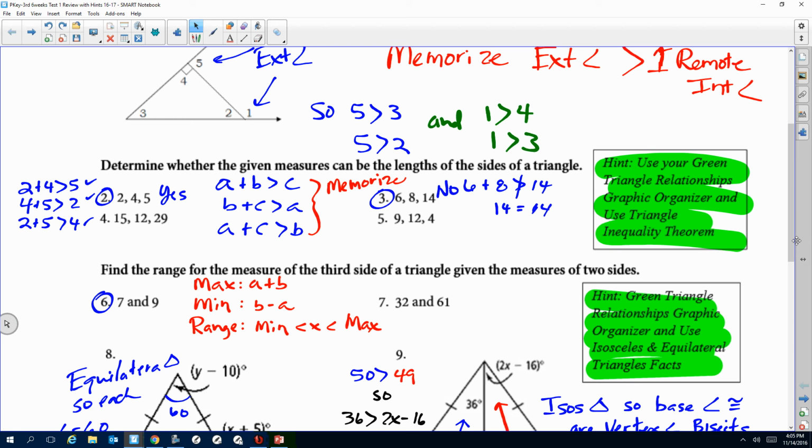Let's make sure you know how to do number 4. Again, we're going to check all possible options. So we're going to do 15 and 12. Is that greater than 29? Well, nope, that's 27. 27 is not greater than 29. Immediately, that would be a no. As soon as I have an inequality that's a false statement, it's a no. Got to check all 3.